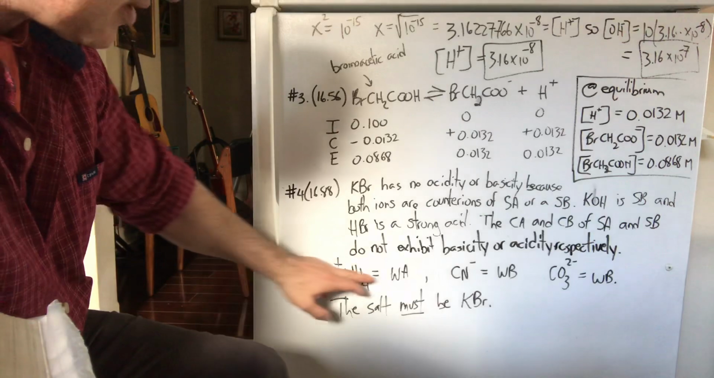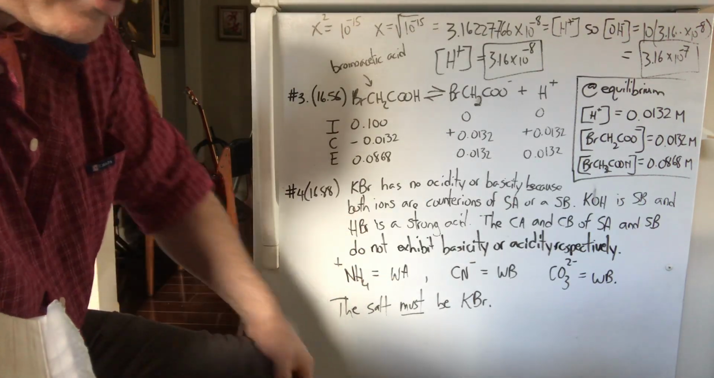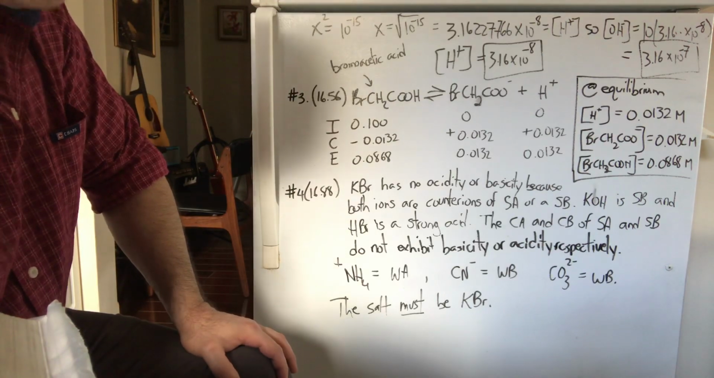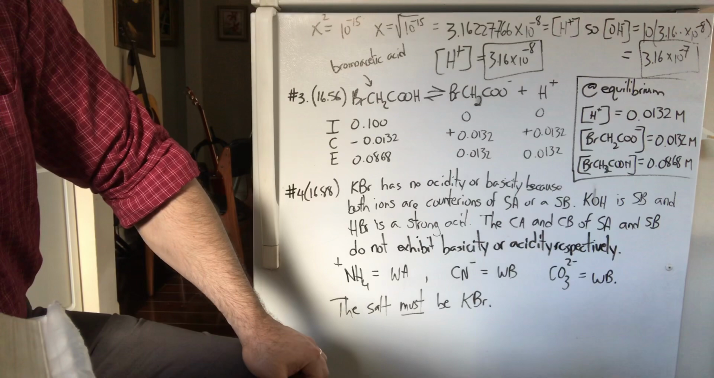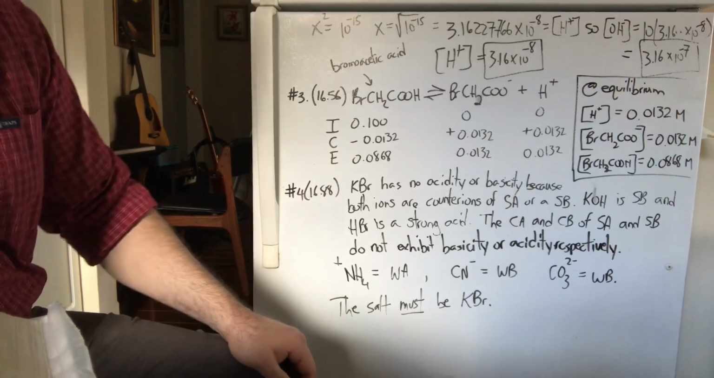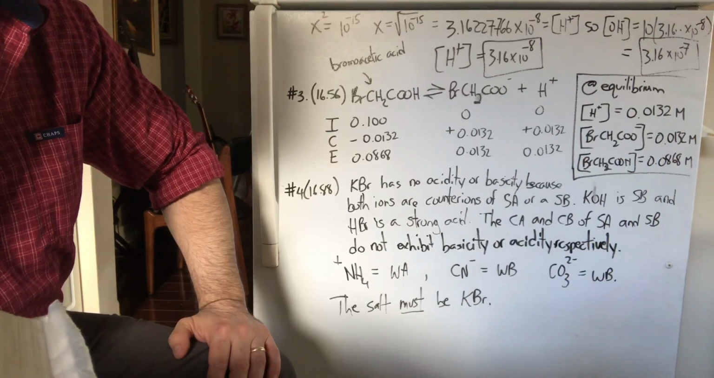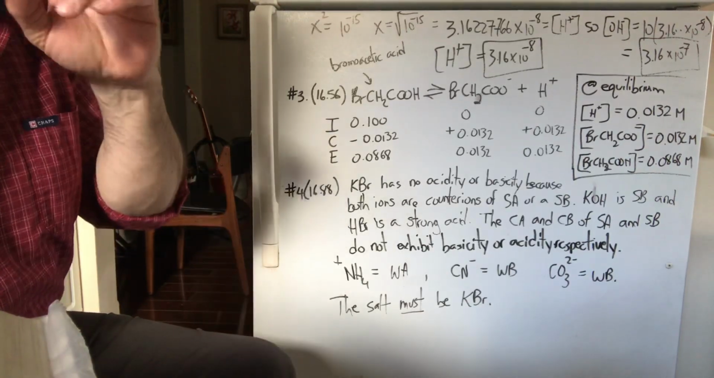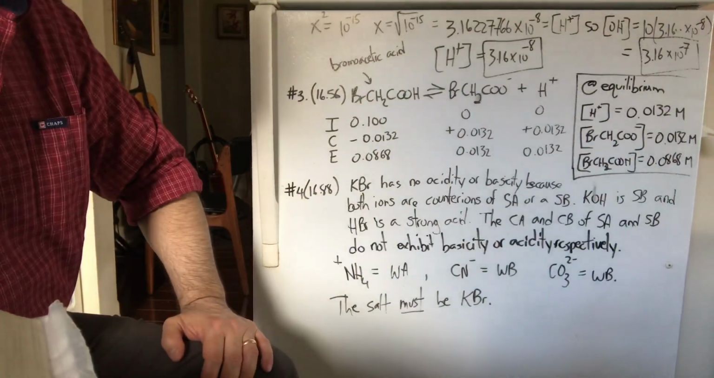That's quite a mouthful, but take a moment to think it over carefully and you'll see it makes sense. Ammonium is a weak acid. So if you had ammonium in solution, you would get a pH less than 7. So it can't be ammonium chloride. The other possibility is potassium cyanide, but cyanide is a weak base because the cyanide anion can pull a proton off water to generate hydroxide. And likewise, the carbonate anion is a weak base.